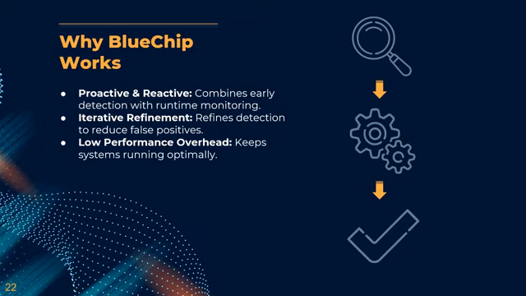On top of this, one of the ways that Blue Chip minimizes performance overheads is by only activating recovery methods when a real threat is detected. This ensures that systems remain fast and efficient under normal conditions.